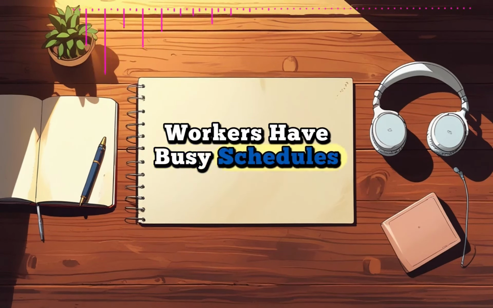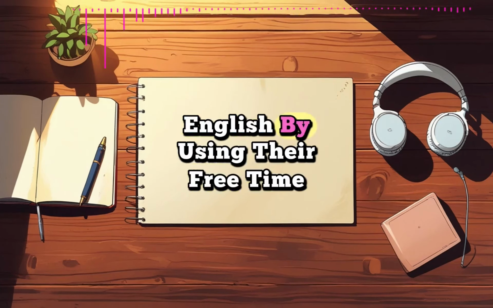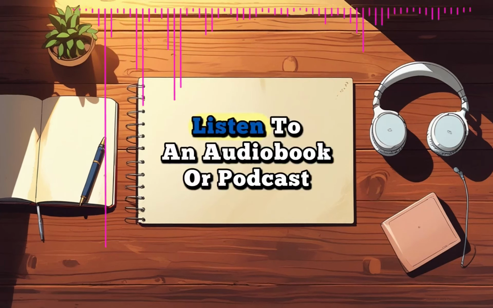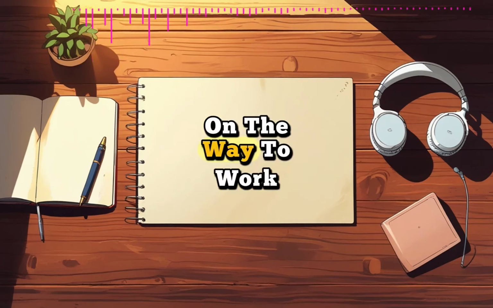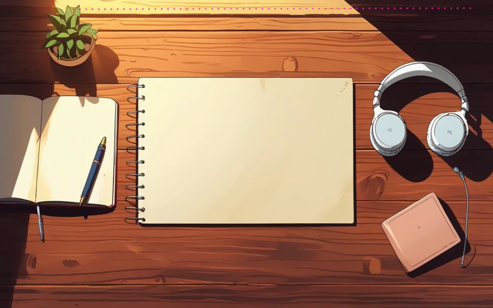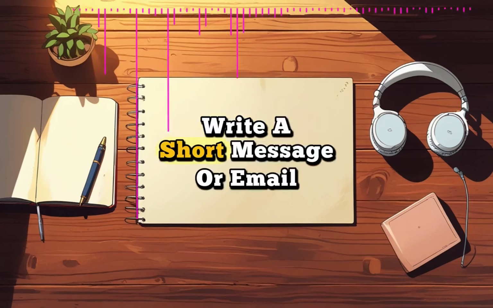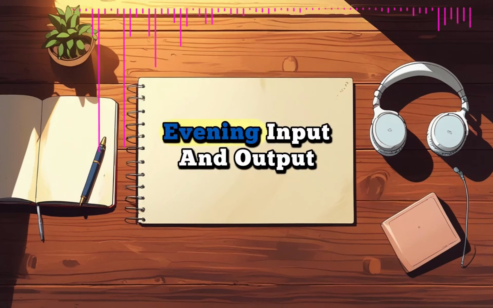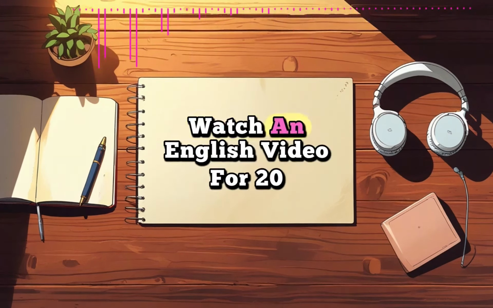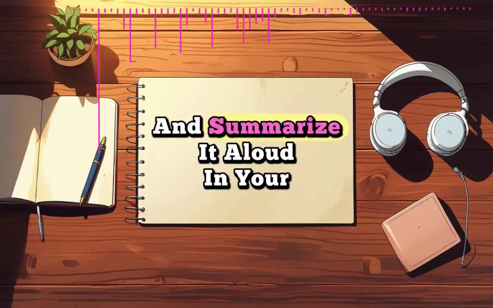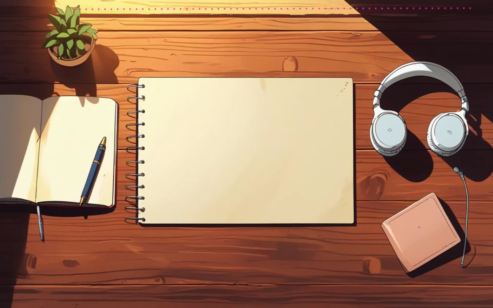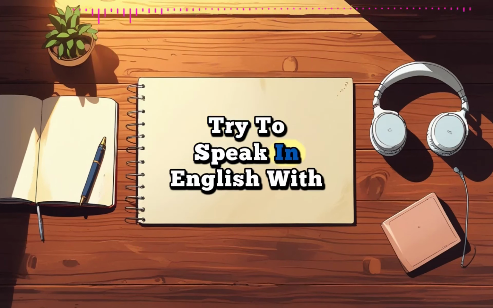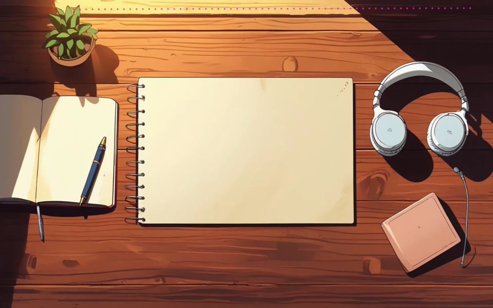Workers have busy schedules, but they can still practice English by using their free time wisely. Morning input: listen to an audiobook or podcast on the way to work for 20 minutes. Lunch break output: write a short message or email in English to practice writing. Evening input and output: watch an English video for 20 minutes and summarize it aloud in your own words. Extra tip: if you work in an English-speaking environment, try to speak in English with colleagues when possible.